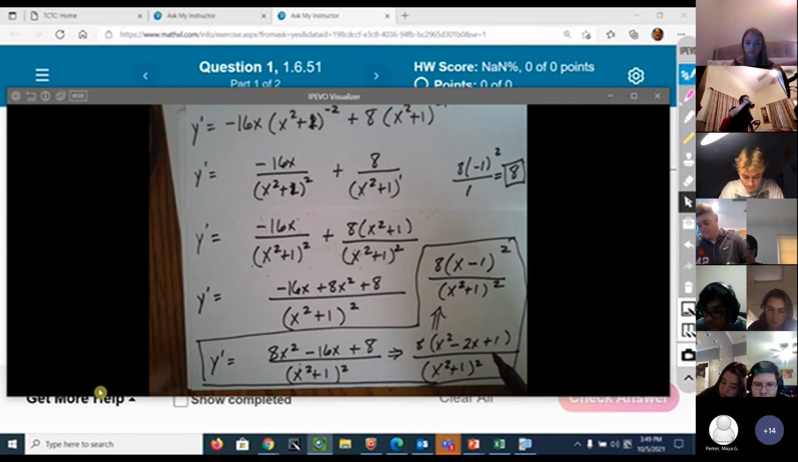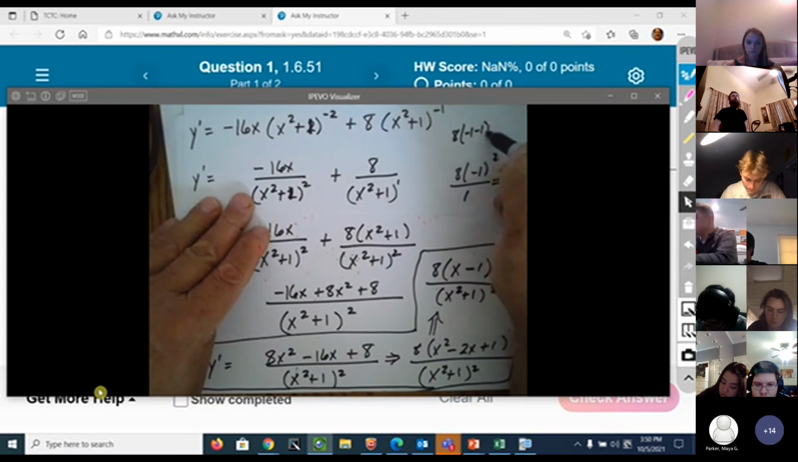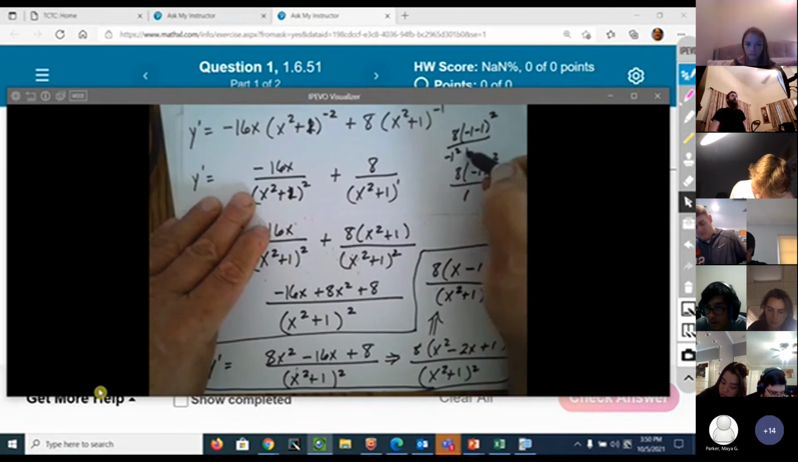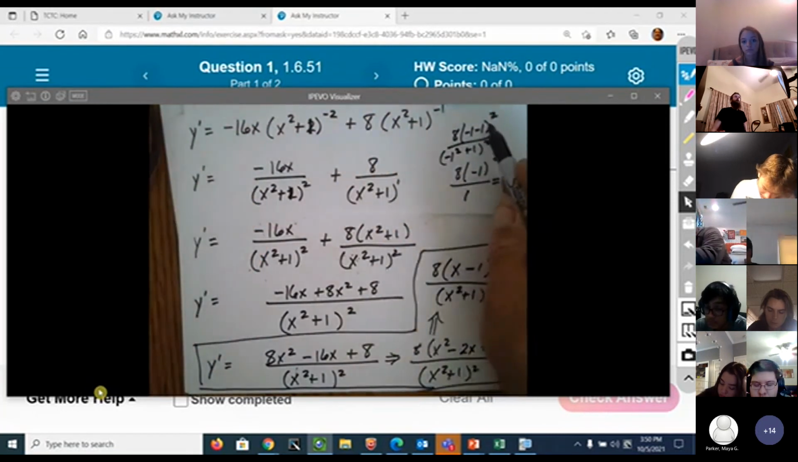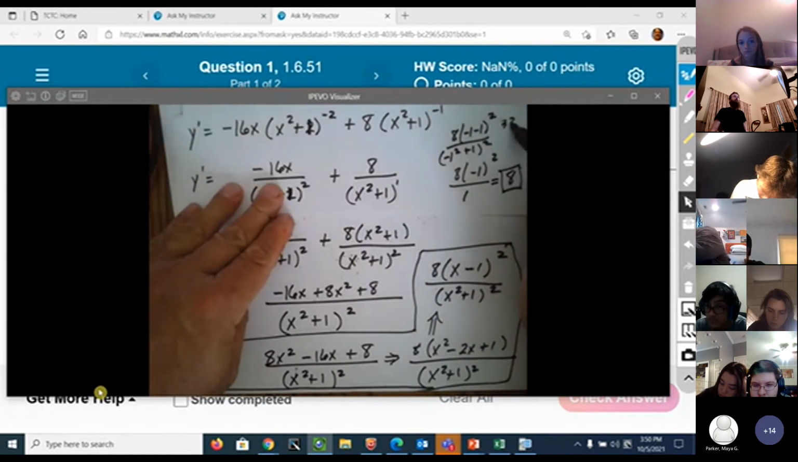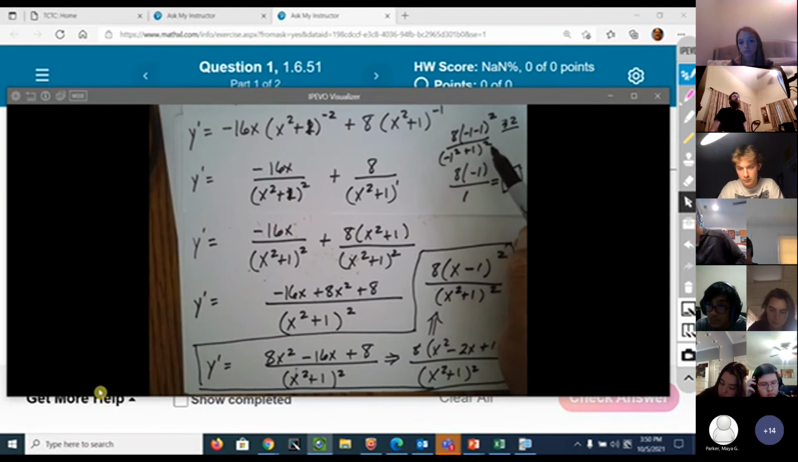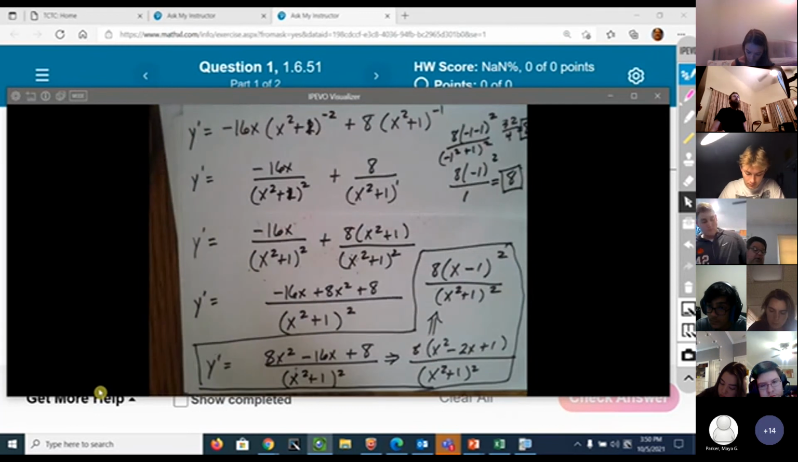And negative 1, 8 times negative 1 minus 1 squared over negative 1 squared plus 1 quantity squared. So negative 2 squared is what? 4. 4 times 8 is 32. And negative 1 squared is 1 plus 1 is what? 2. 2 squared is 4. I still get 8 at that. Now, I have no idea whether all this is right.